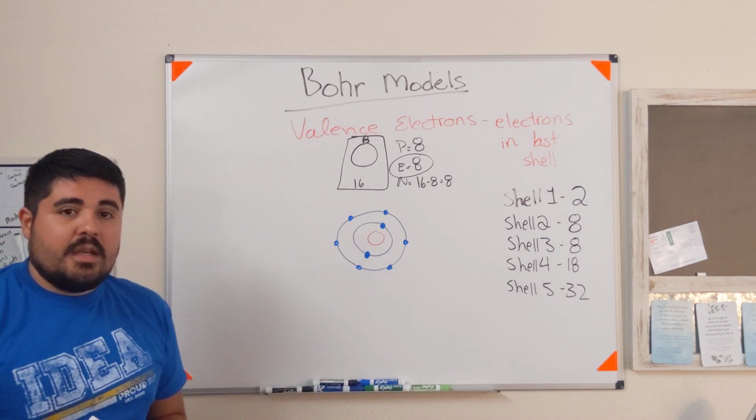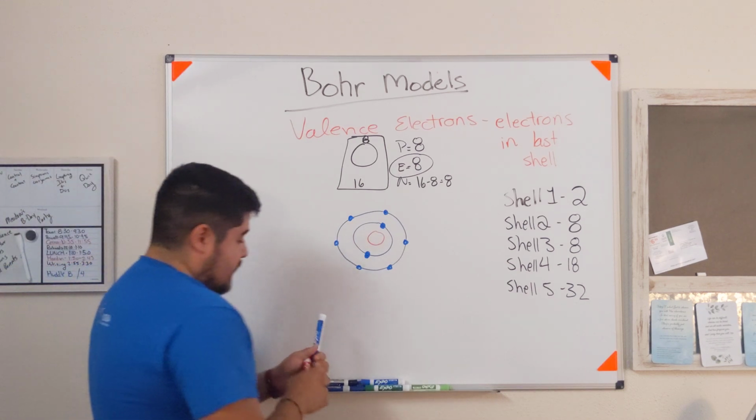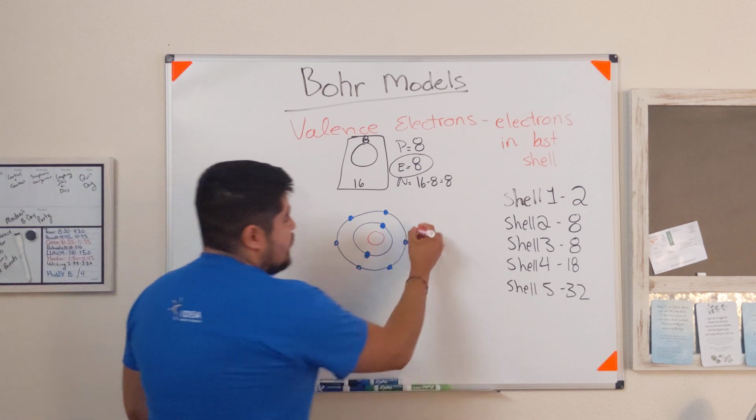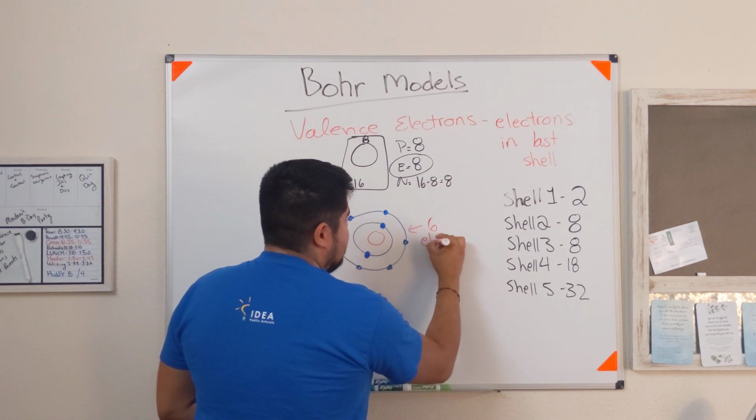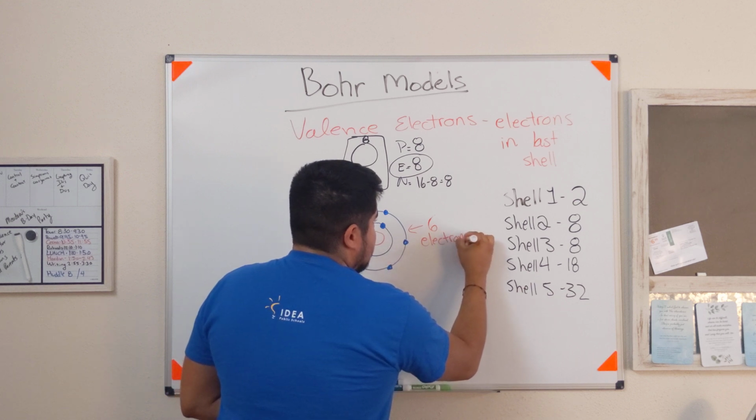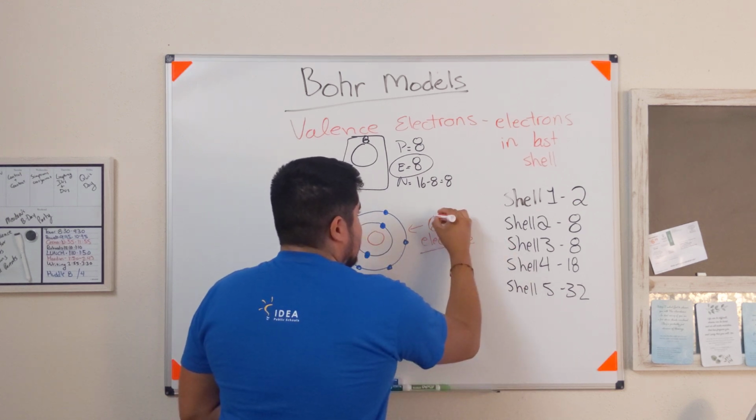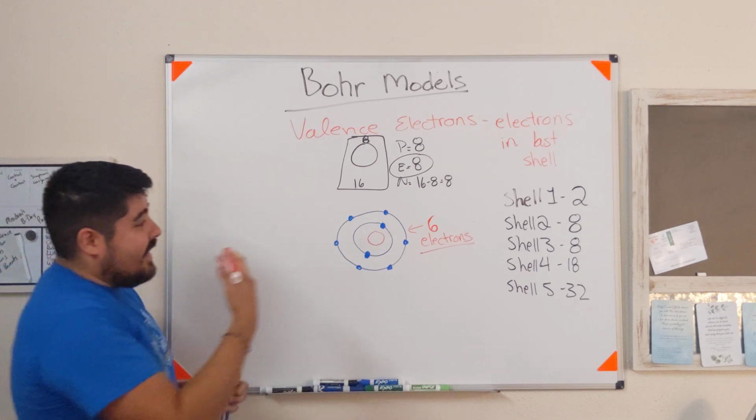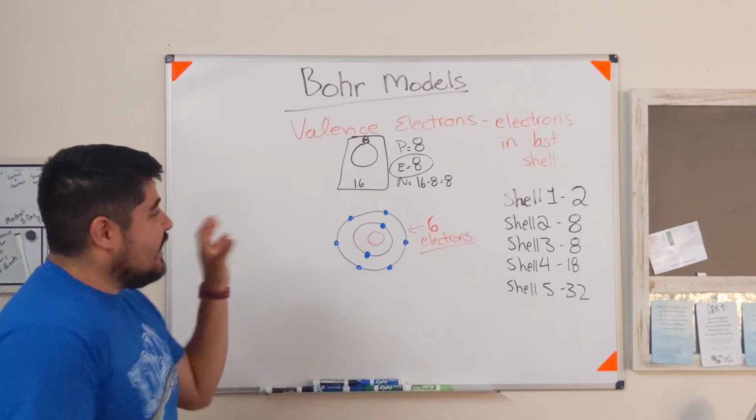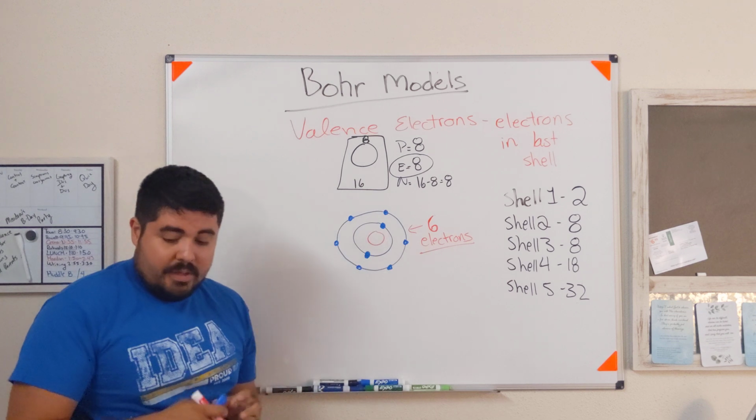Boom. So this here is going to tell me my valence, which is my last shell here, has 6 electrons. 6 electrons. So this is my valence. I stop. I don't have to do anything else. That's the limit for my Bohr model here.